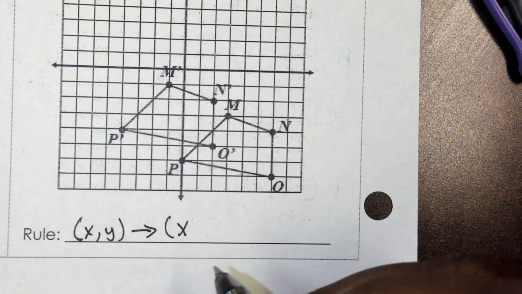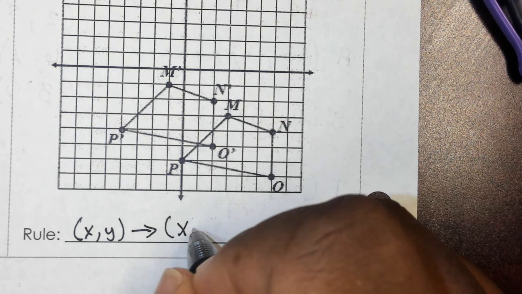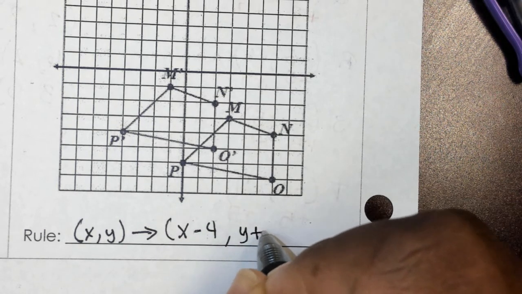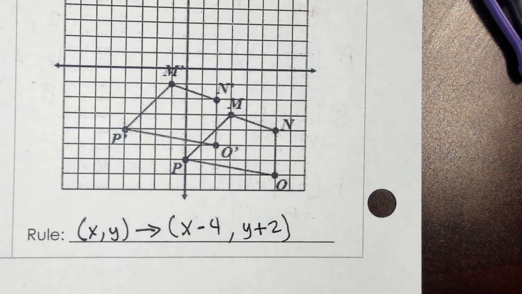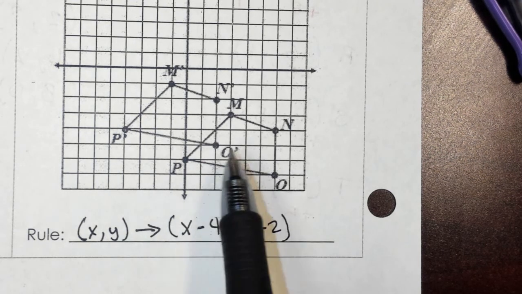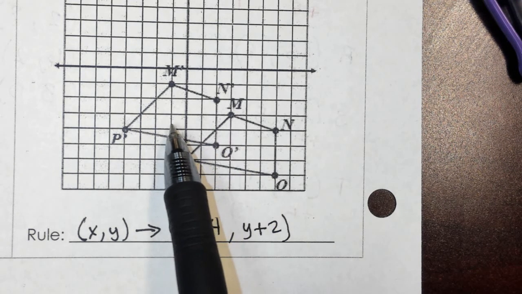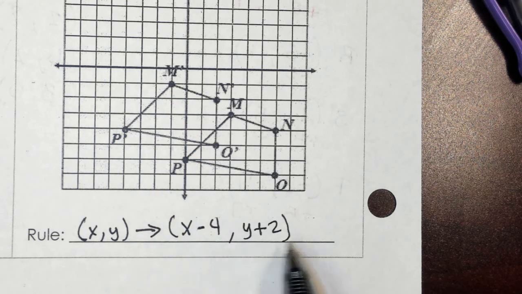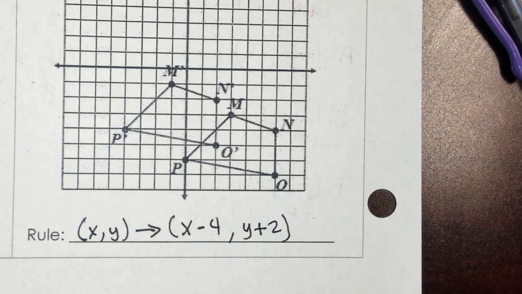Amber, what you got? X minus 4, Y plus 2. You gotta make sure you move in the direction you're supposed to move. The first move on this one is back to the left. It's 4 spaces. Then you go up 2. So that's a minus 4. Represent it right in your translation. Yeah, that's it. So that's translation, kiddos.